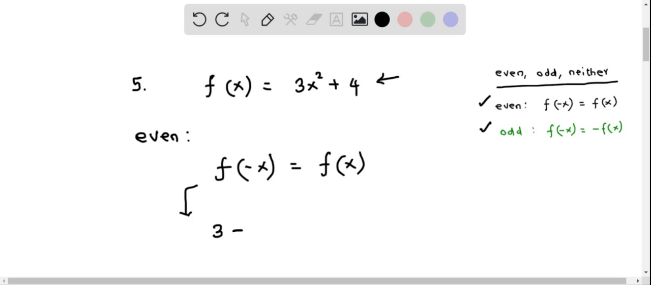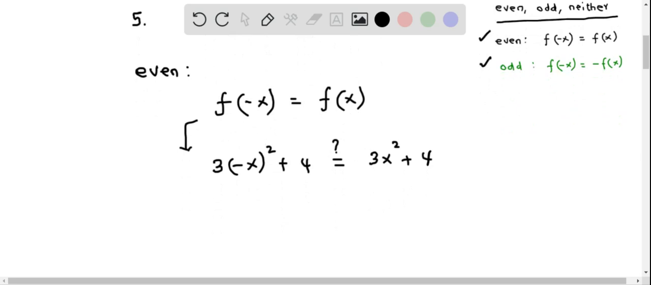So when I do that, I get 3 times negative x squared plus 4, and this equals, maybe we should put a question mark here because we are actually testing. So let's check if this is equal to f of x, which is 3x squared plus 4. Let's simplify the left side expression. Negative x quantity squared is positive x squared. So this is 3x squared plus 4, and this equals, we are checking, 3x squared plus 4.